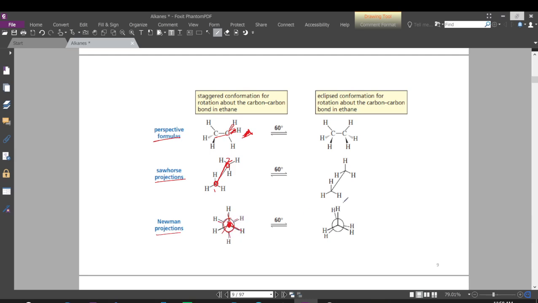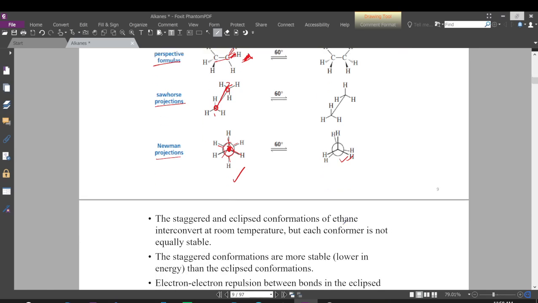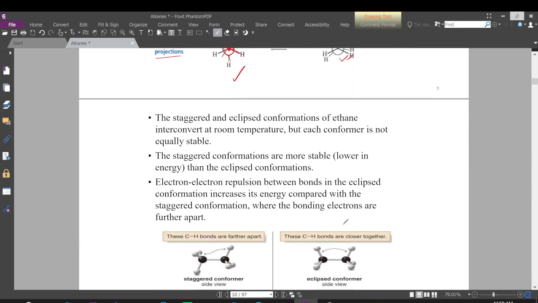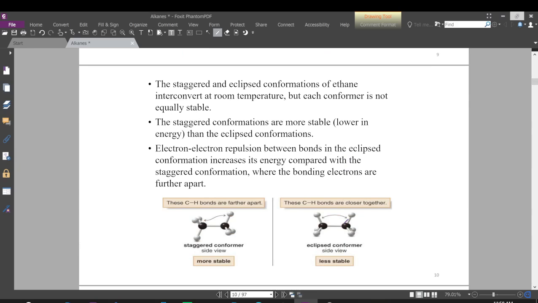This is the staggered conformation, and this is the eclipsed conformation. Okay, so that's why there are three types of representation of alkanes in three-dimensional structure on the plane of the paper.